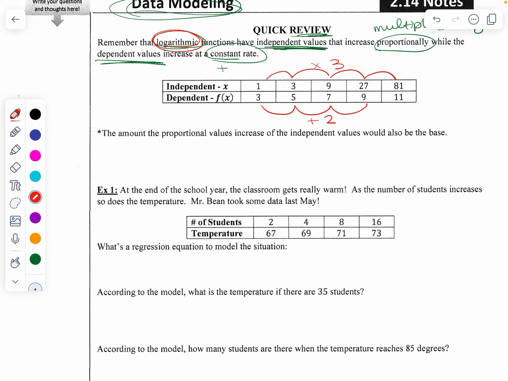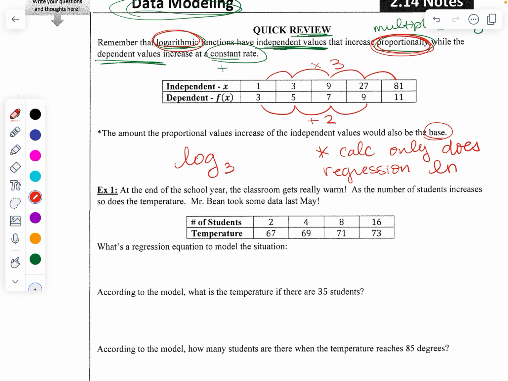Remember that the number that we're multiplying by is also the base of that logarithmic relationship. With that said, we're going to be using our calculator a lot. Your calculator only does what's called regression with an ln logarithmic function, so it only uses base e. A regression is when your calculator takes a piece of data and works backwards to find the function that represents that data, versus the other way around.